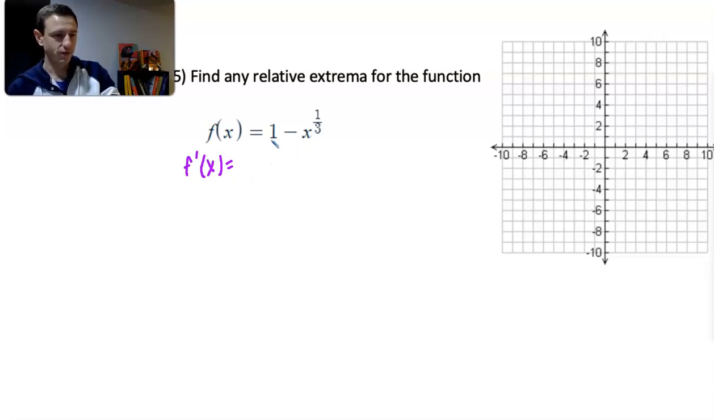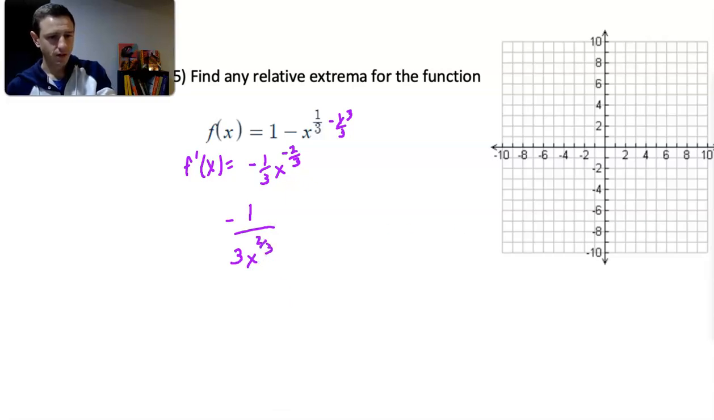So the derivative of 1 is 0, and the derivative of this is going to be negative 1/3 x to the 1/3 minus 1. So this is 3. 1 minus 3 is negative 2 over 3. So let's rewrite this though. It's negative 1 over 3x to the 2/3. So that's our derivative. Let's think about that for a second.